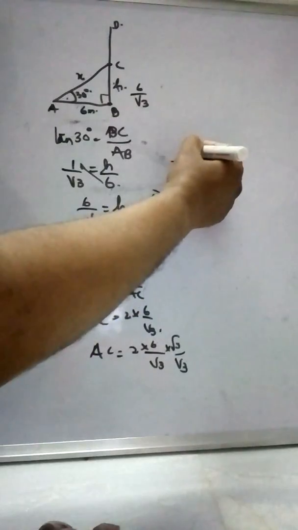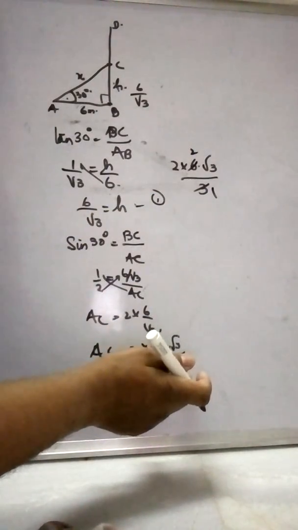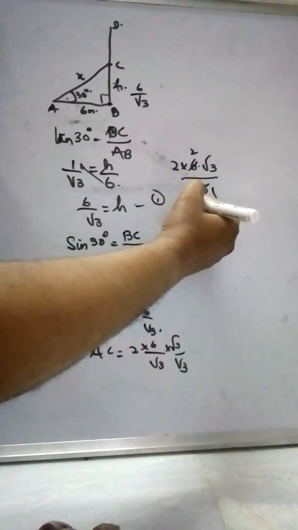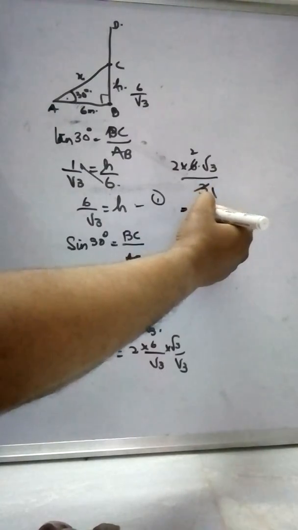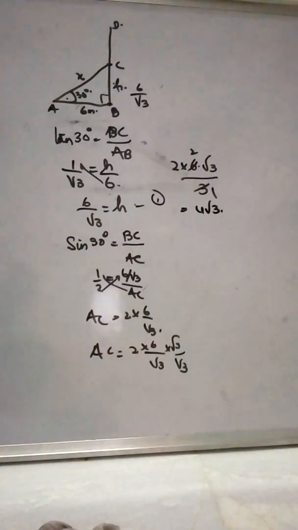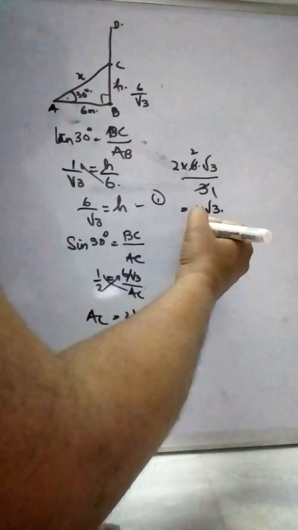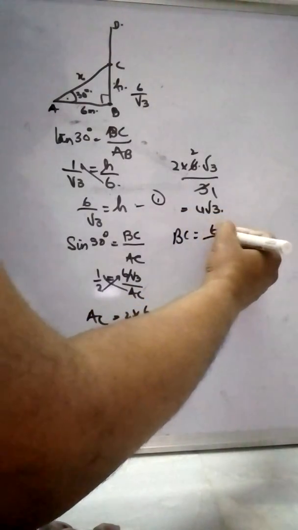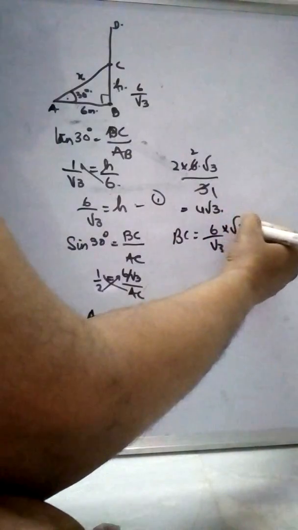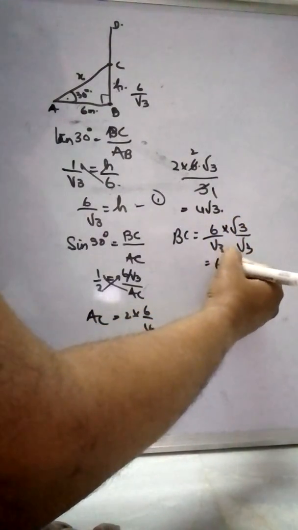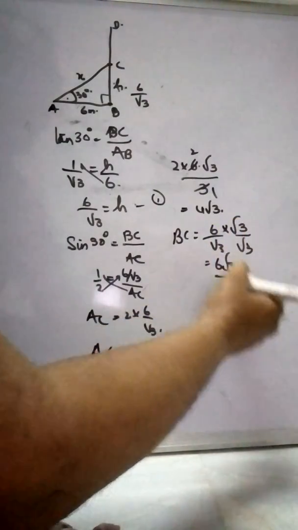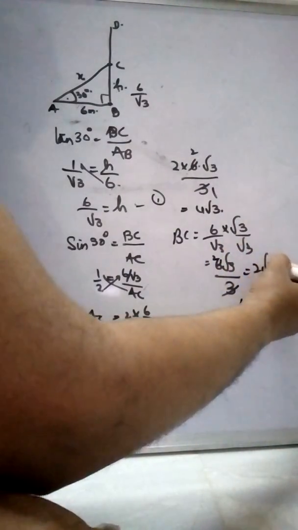3 1 times 3, 3 2 times 6, because root 3 into root 3 will give me root 9, and square root of 9 is 3. So I am getting AC equals 4 root 3. Now since I got BC as 6 by root 3, I will again rationalize the denominator. So it will be 6 into root 3 by root 3 into root 3, that is root 9, square root of 9 is 3, 3 1 times, 3 2 times. So I am getting this as 2 root 3.